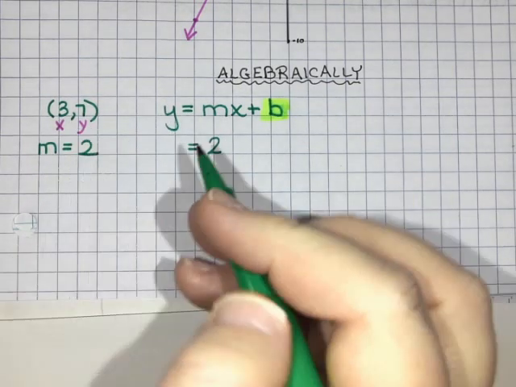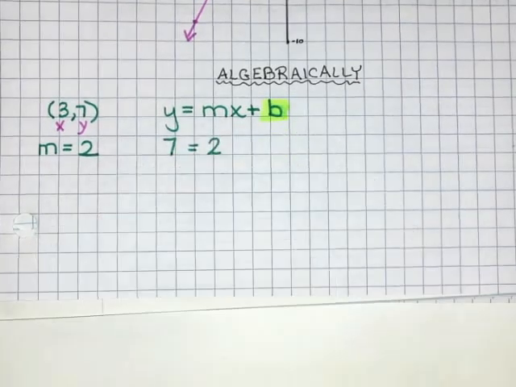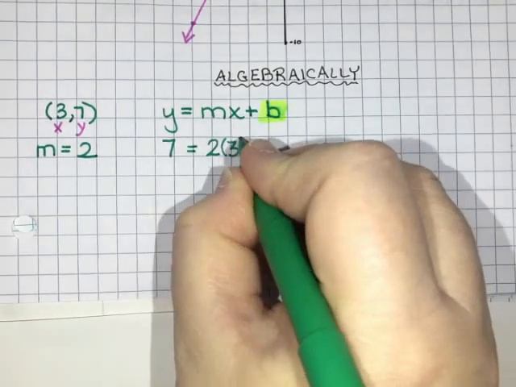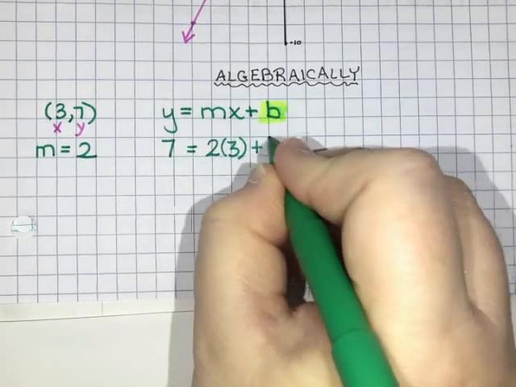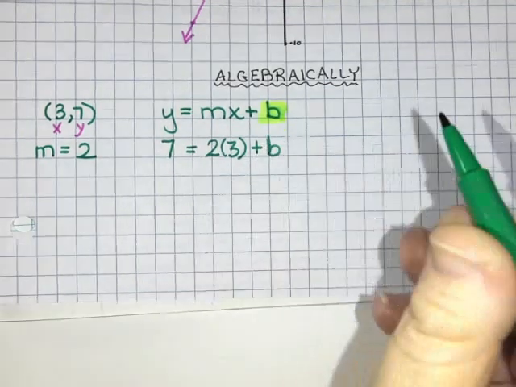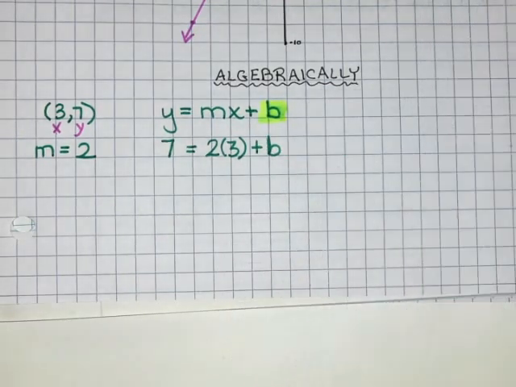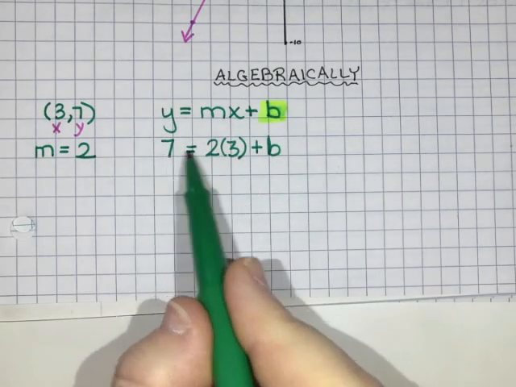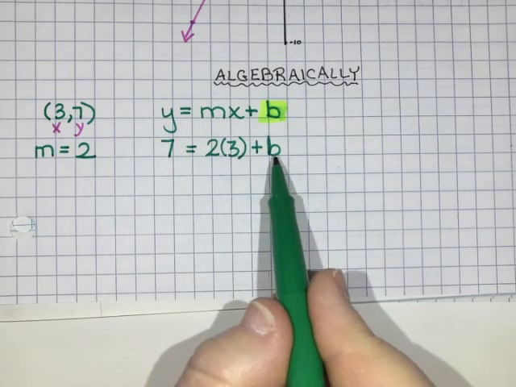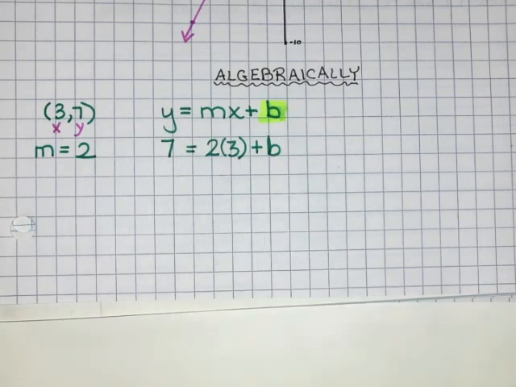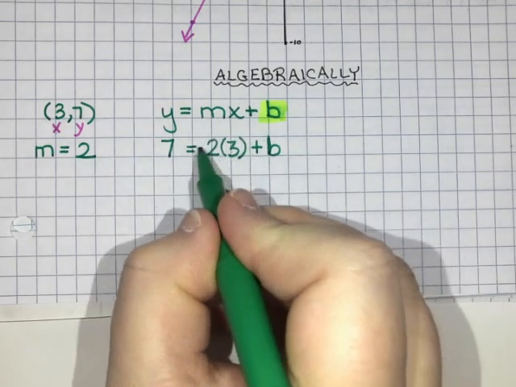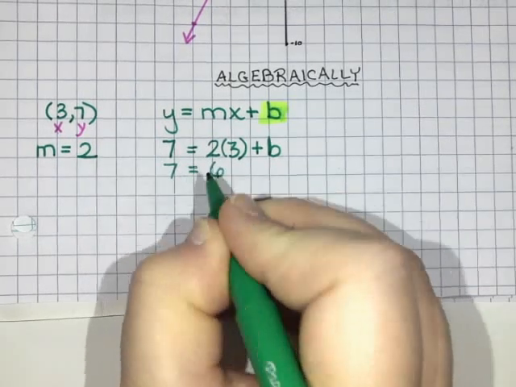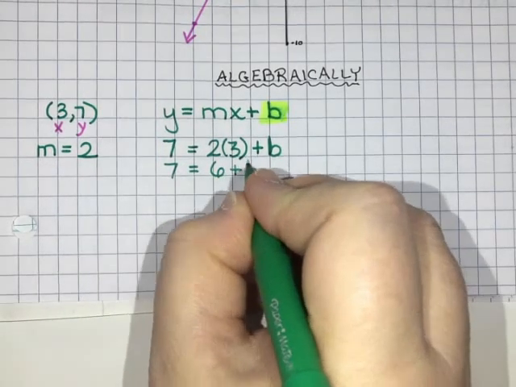So in place of y, I can put in the number 7. And in place of x, I can put in the number 3. And then for b, I still don't know what the y-intercept is, although I do secretly know that it's going to be 1 because we just graphed it. But I'm going to leave it as plus b. So I put in the slope, I put in the point, and then we're going to try to solve for the y-intercept, or b. So I'm going to do that by multiplying these two together first. So 2 times 3 is 6. So I have 7 equals 6 plus b.